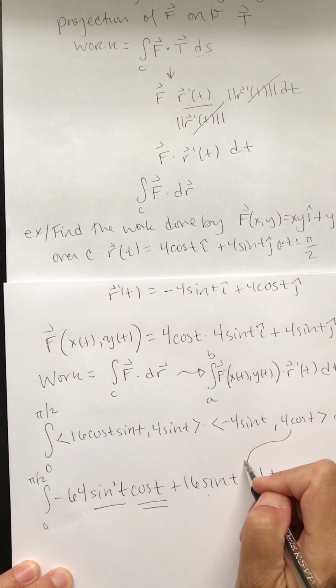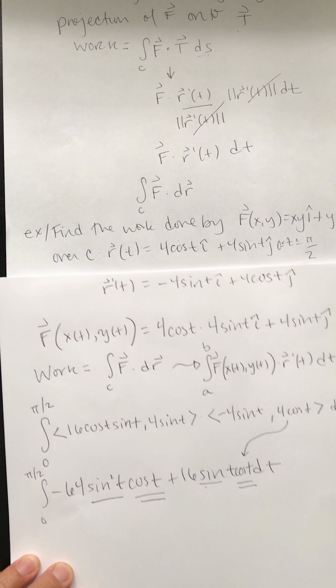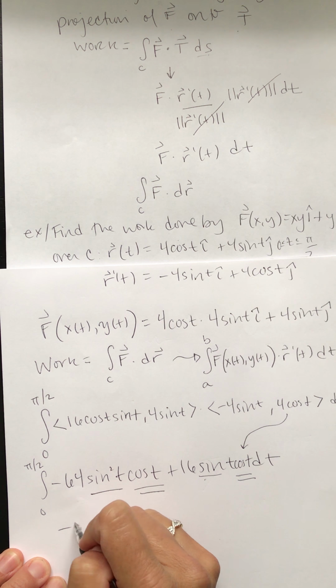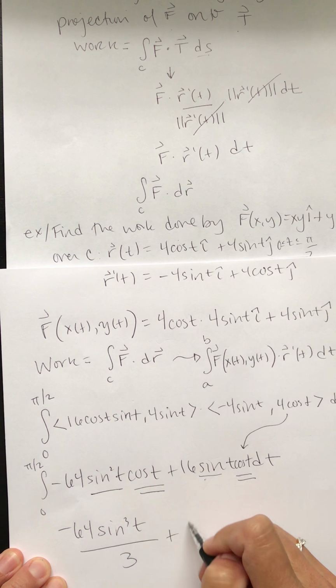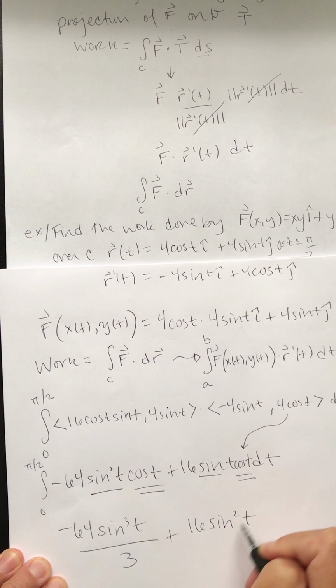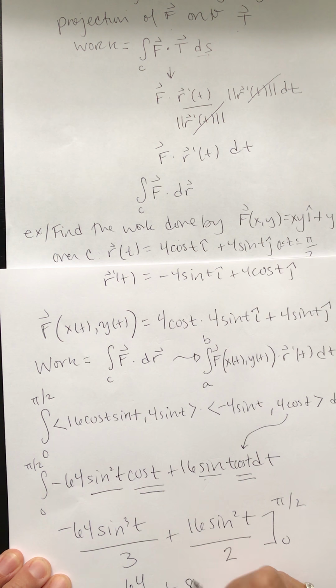Well, it would have been helpful if I had put that in. Now I see something and its derivative, so I'm good to derive. So I get negative 64 sine cubed t over 3 plus 16 sine squared t over 2. I'm going to evaluate that from 0 to pi over 2. So this becomes negative 64 over 3 plus 16 over 2 minus 0, which is negative 40 over 3, I really believe.